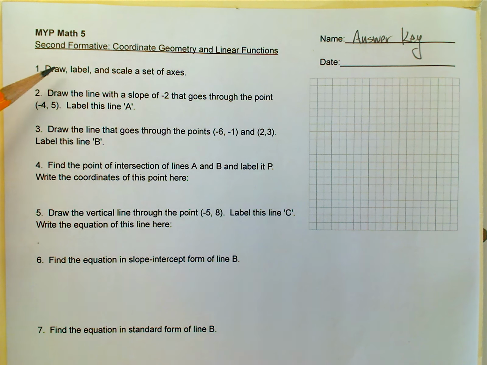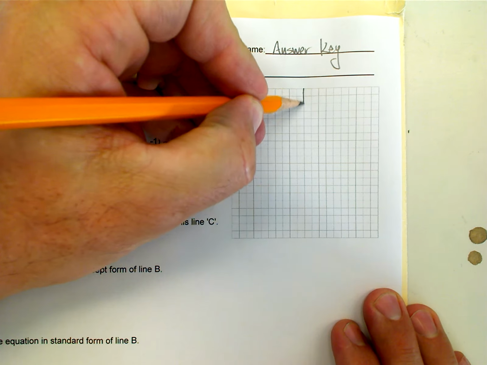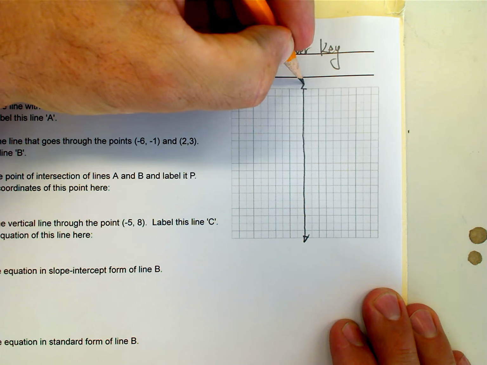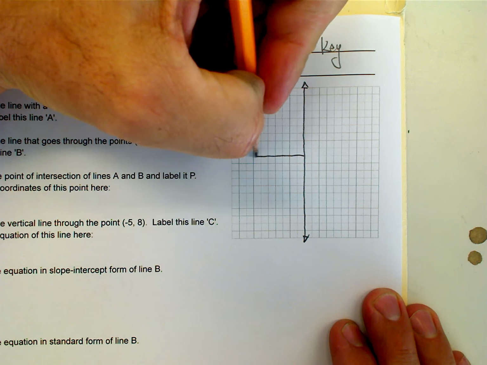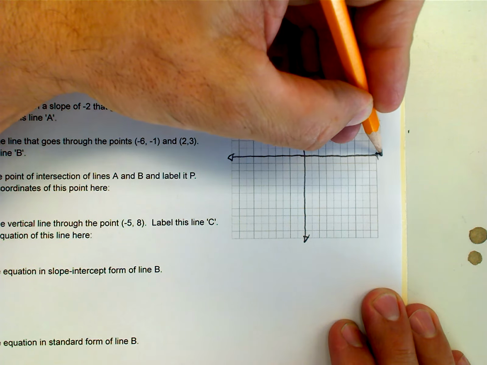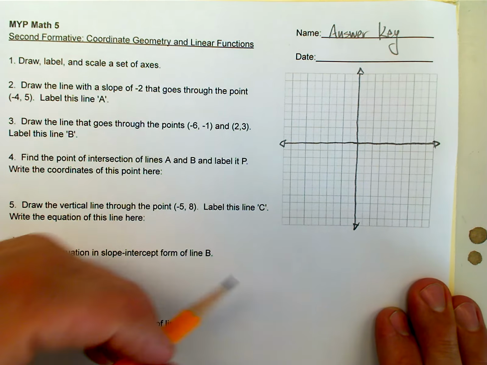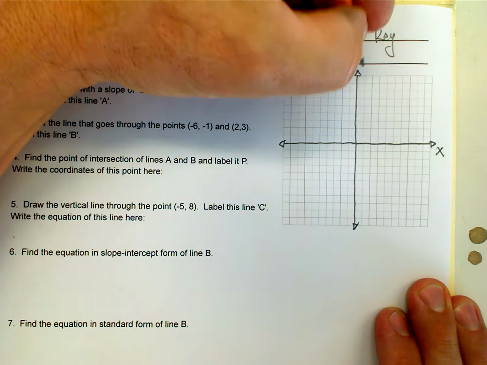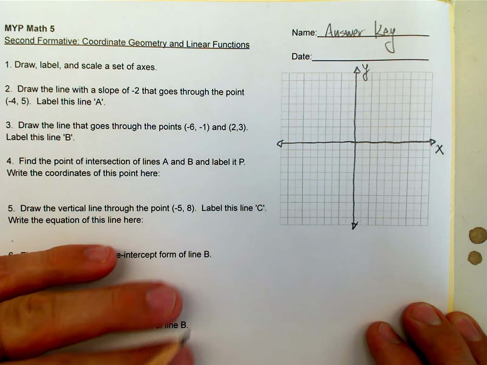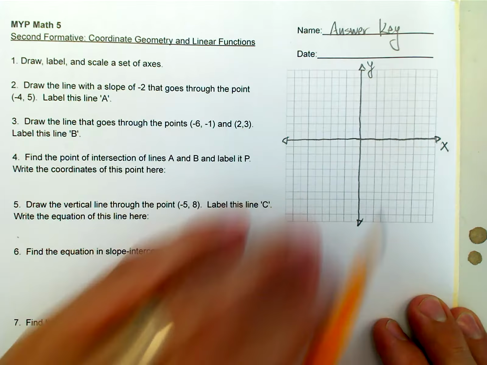It says, draw, label, and scale a set of axes. That's simple enough. Here's my vertical axis, and here's my horizontal axis. I've drawn them. When we label these axes, what we're really doing is saying what variable we are going to use for each axis. What's typical, of course, is that we use x for the horizontal axis and y for the vertical axis.